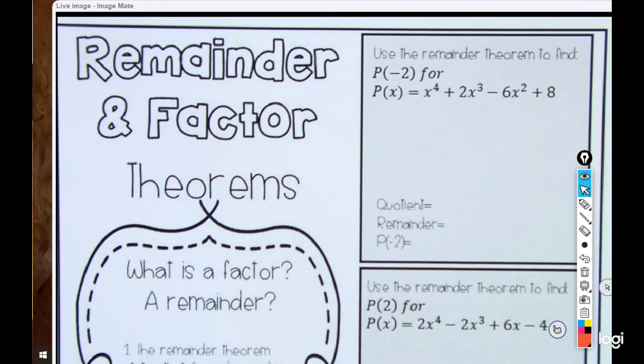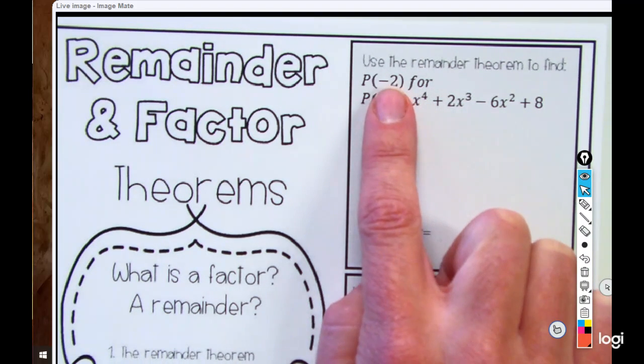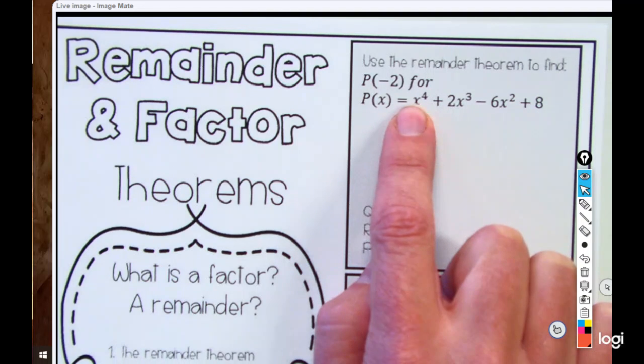The remainder and factor theorems. Depending on what you're doing, there are two approaches to this. And so I teach you both, and that's a little bit confusing, but it's going to be okay, I promise. Okay, the first thing I want you to do, I think, is substitute -2 in for x.